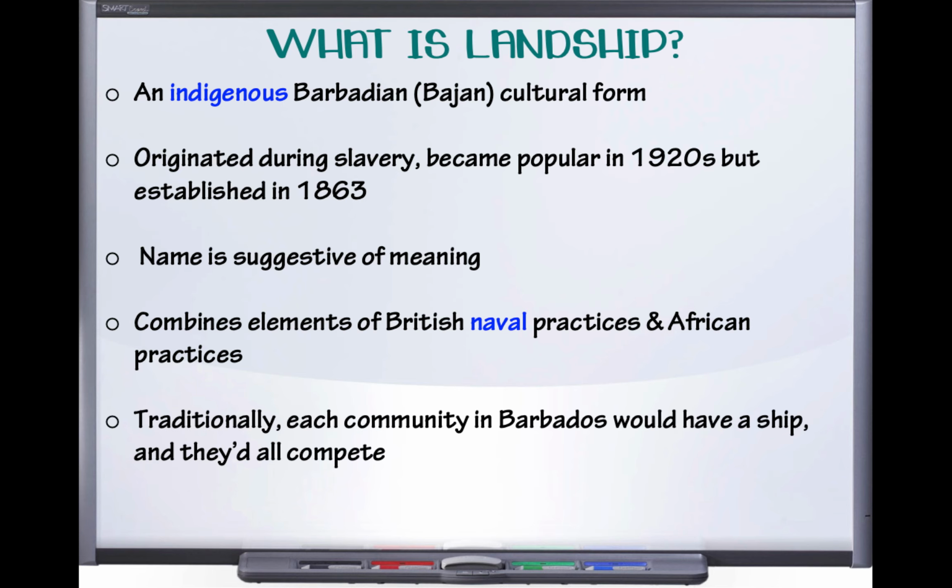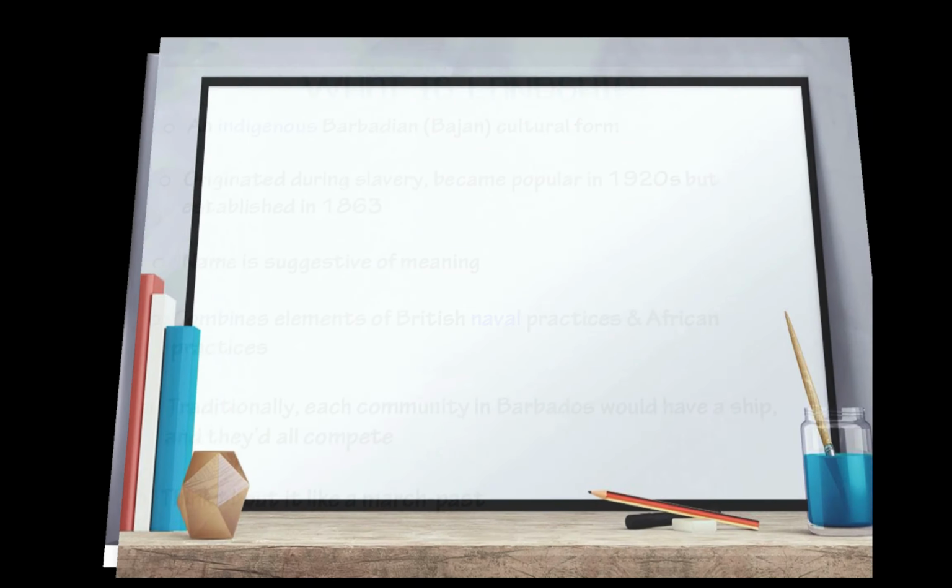So traditionally, each community would have its own landship, and they would come together in competitions to win a prize for the best community landship, basically. So if you think about it, throughout this entire thing, think about it like it's a march past. That is the simplest example that I can give to get you to understand it in terms that you are familiar with.